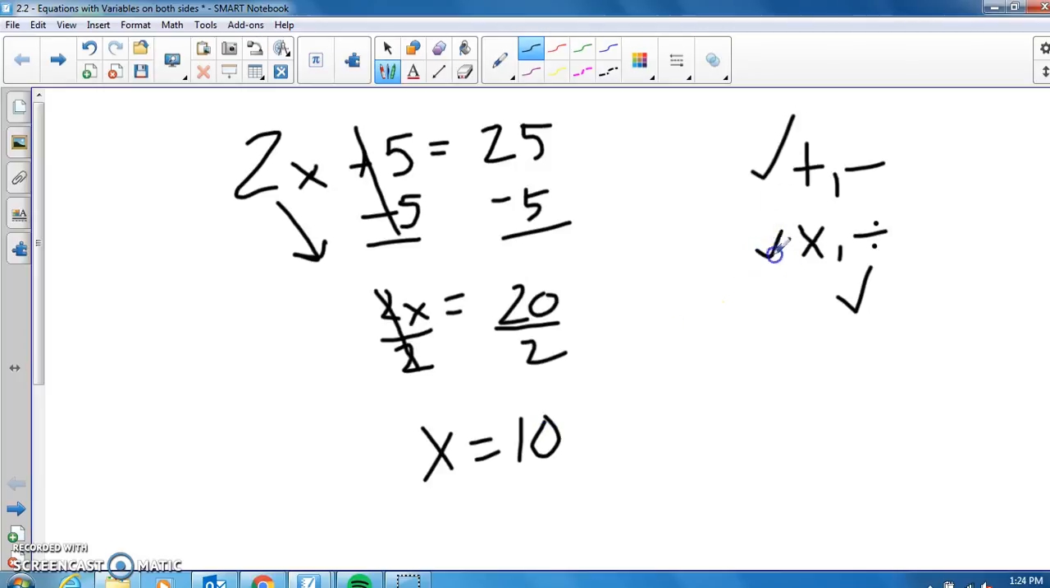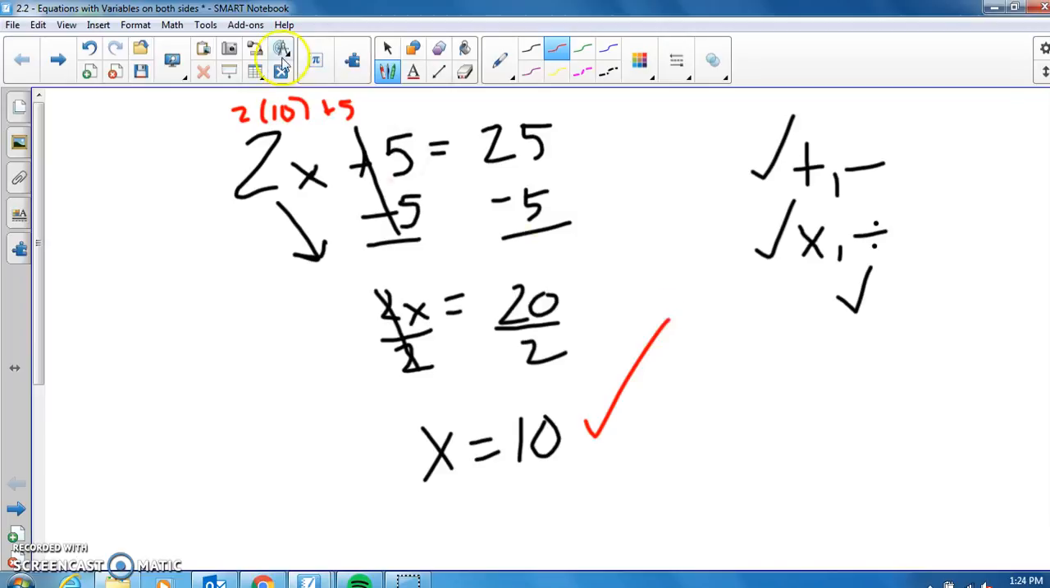So I have used that step, and my final step is to always check it. So what I would do here is I would take this 10 and substitute it in for the x, so that's 2 times x, so that means 2 times 10 plus 5. 2 times 10 is 20. 20 plus 5 is 25, so that works out. And I was able to check it in my head. Didn't have to really do much work, but a lot of students don't want to check their work, but even if you just do it in your head, it kind of helps out.